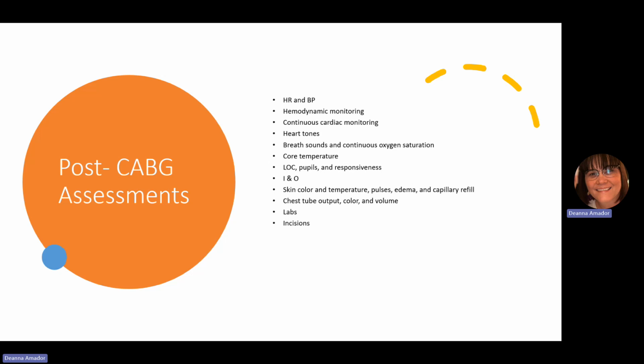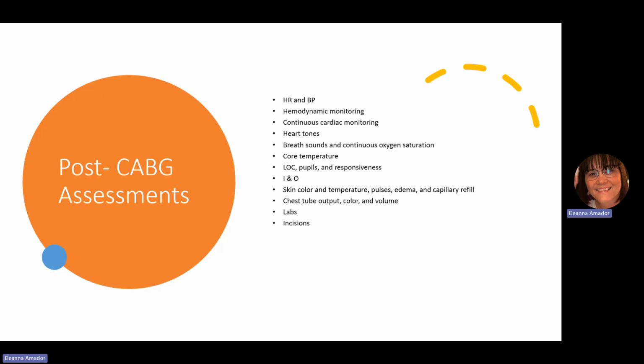Okay, and here we're going to start talking about post CABG assessments. So obviously it makes sense that we're going to do a lot of hemodynamic monitoring, and I'll go more into the hemodynamic monitoring as we get further in this PowerPoint. But we're going to be watching our blood pressure and our preload and afterload by watching our CVP and things like that. We'll talk about a Swan-Ganz catheter or a pulmonary artery catheter that they can place in patients to help monitor pressures within the heart.